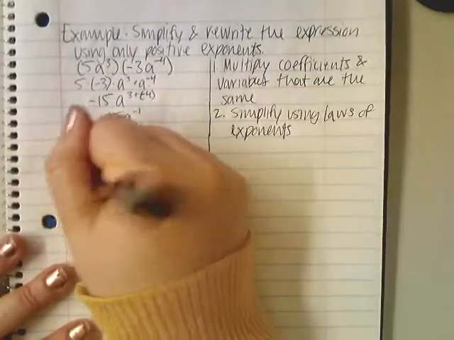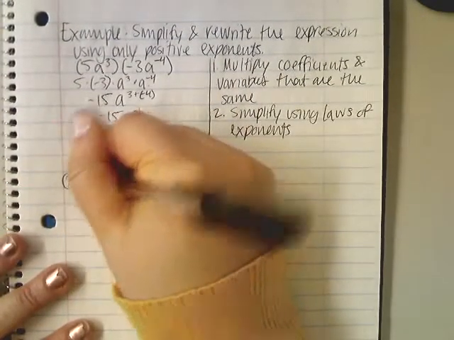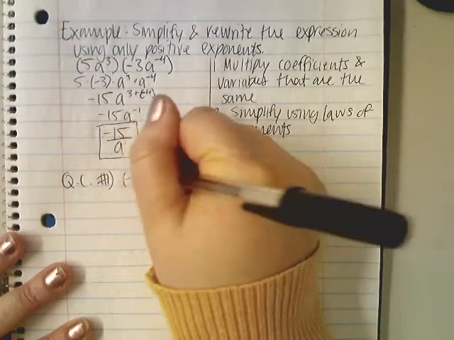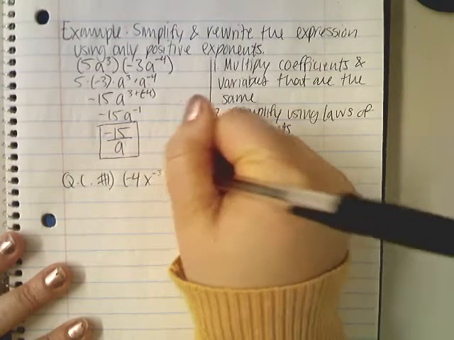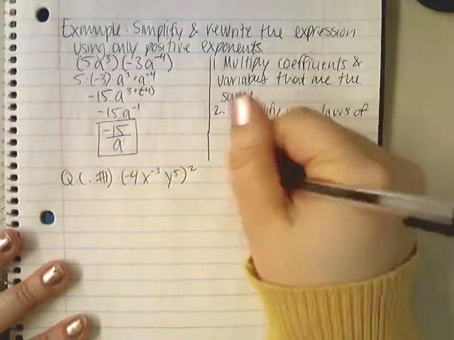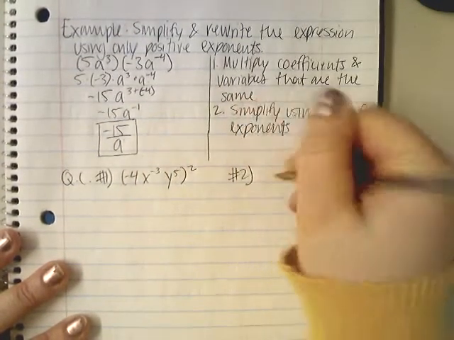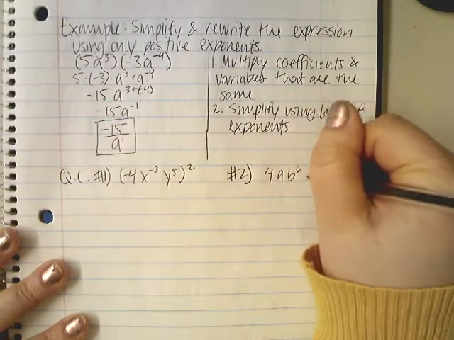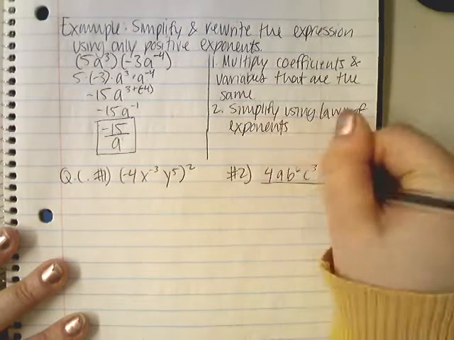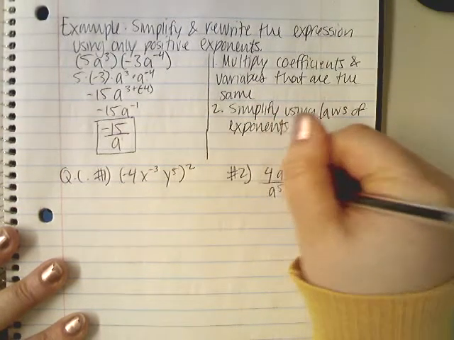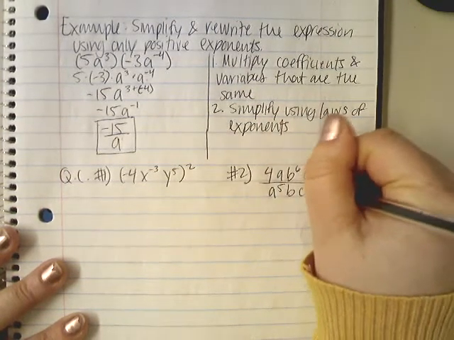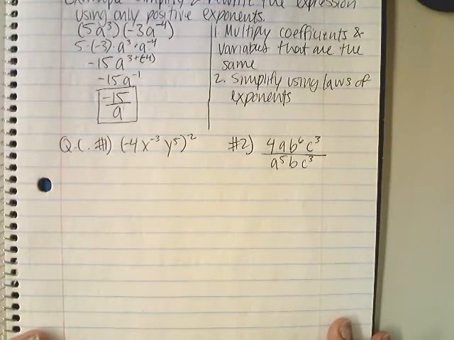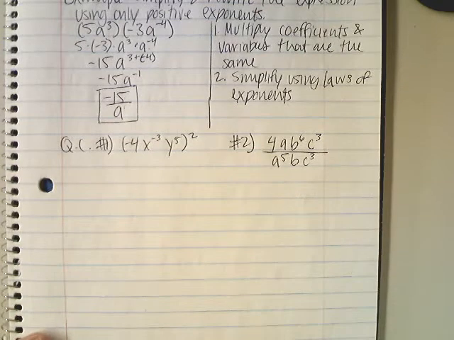We're going to do a quick check. I want you to do the same thing for the following two problems. For number 1, I have negative 4x to the negative 3, y to the 5th, that whole thing squared. And the next one is a little bit longer. I have a fraction here for you: 4a b to the 6th, c cubed, all over a to the 5th, b c cubed. I want you to use laws of exponents to simplify both of these expressions. Go ahead and try that. I'm going to go over it.